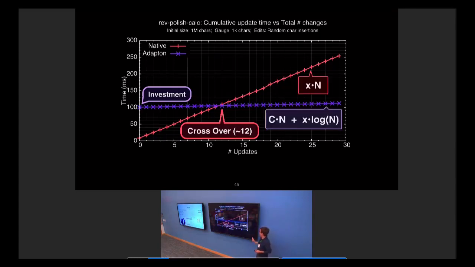And why? It's because of this asymptotic thing again. With Adapton, I can update in log time, not linear time. So the text buffer can be gigantic. In this case, it's 100 or 1 million characters. We can do 10 million characters. It doesn't matter. The picture's going to look the same.